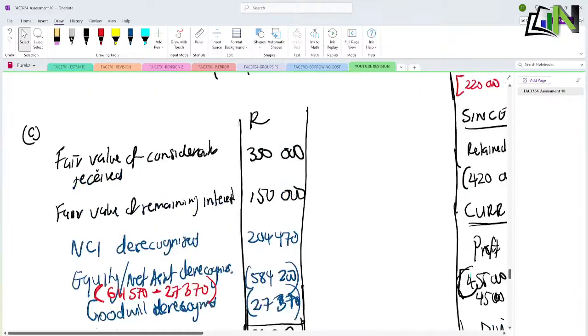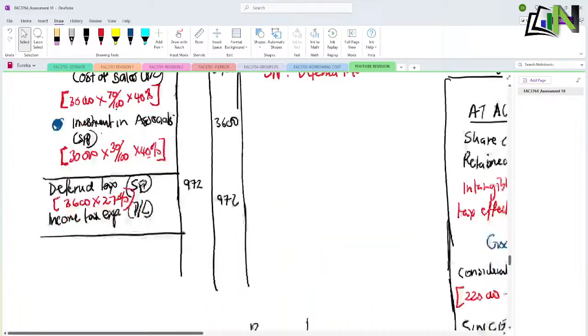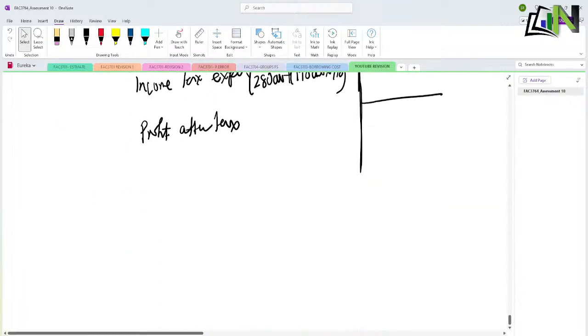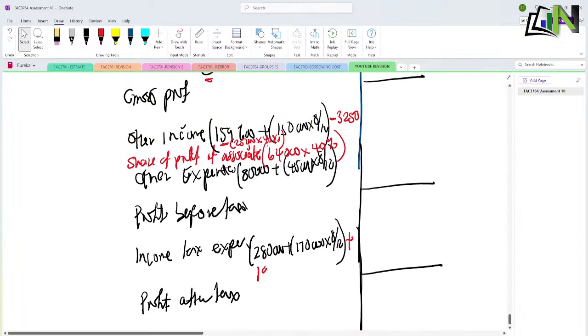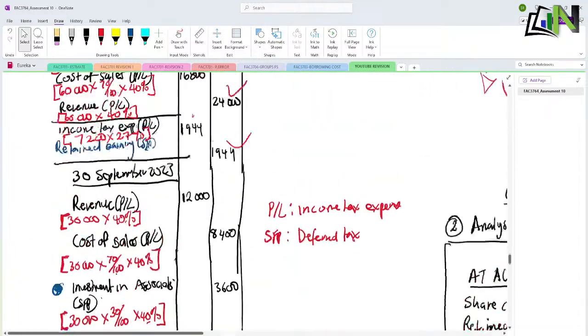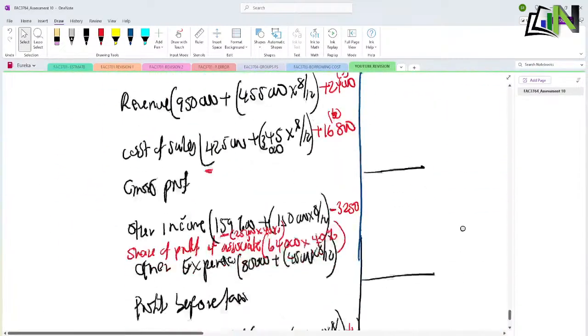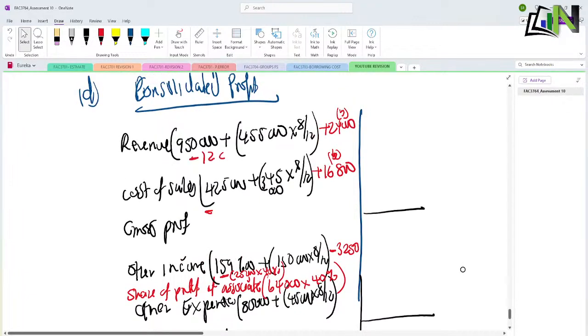We also have to take the income tax. This was also done. Income tax 1,944. It's a debit, so you're adding 1,944. Debit expense is to add 1,944, coming from calculation B, the one for 2023. Now the 2024 balances. For the 2024 revenue, we are minusing 12,000. Cost of sales, we are minusing 8,400. So here is minus 12,000, and this one is minus 8,400.